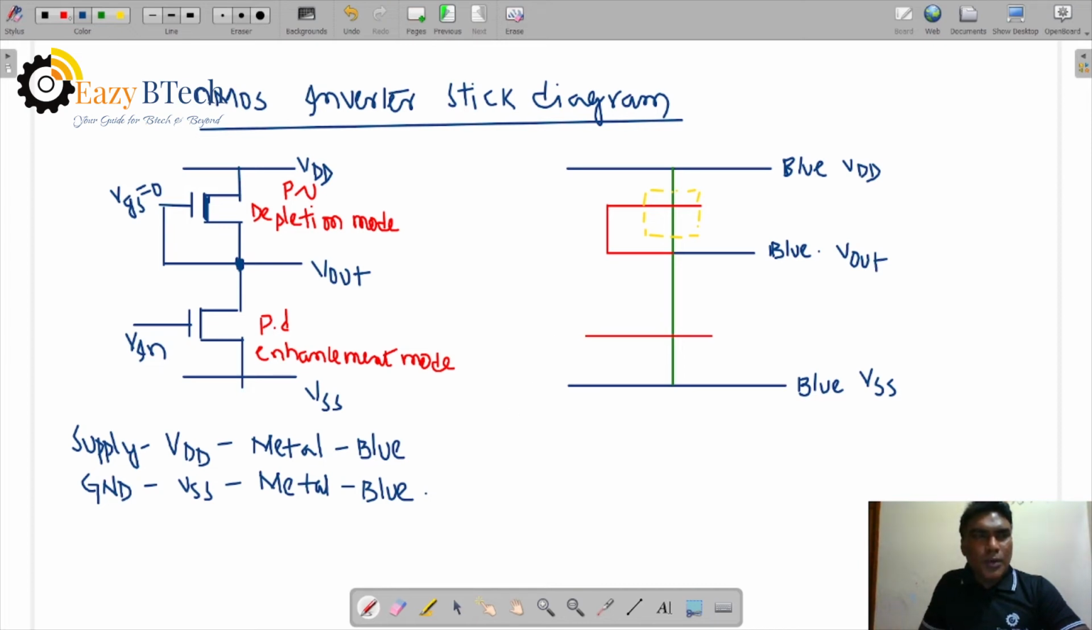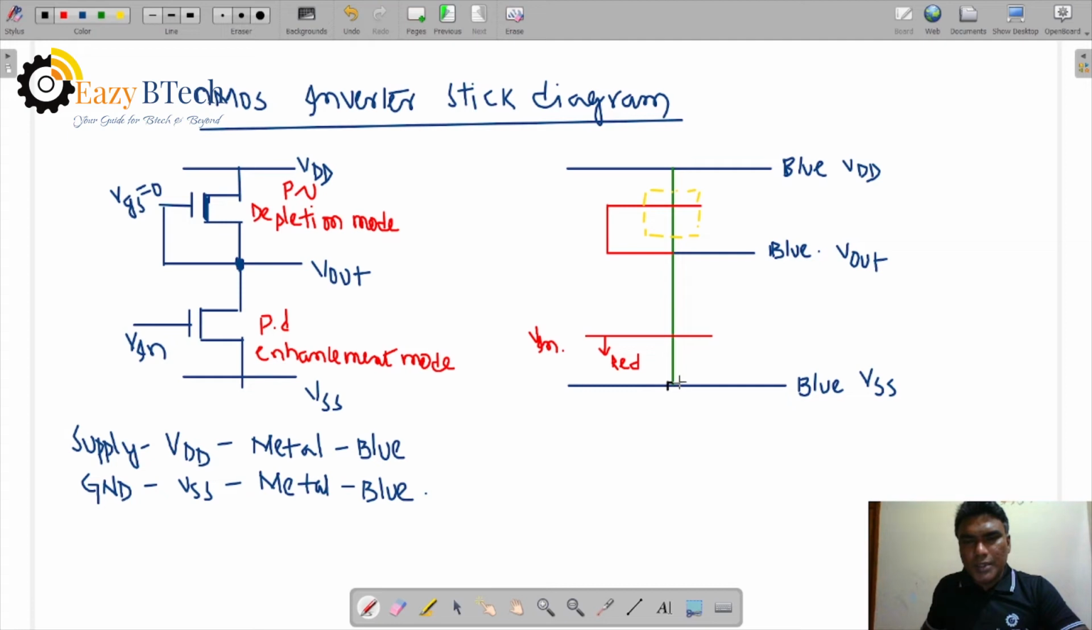Now let us see the polysilicon. Polysilicon is a gate, so the name is input. Here we are applying input here. The color is red. And we have the interconnection part.